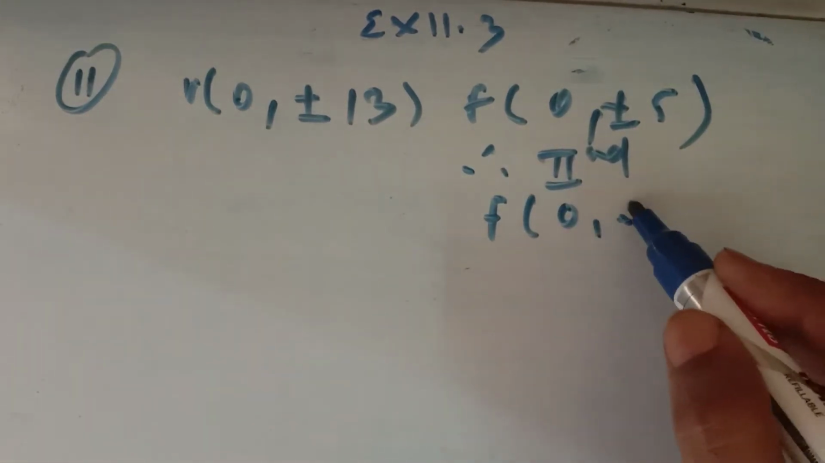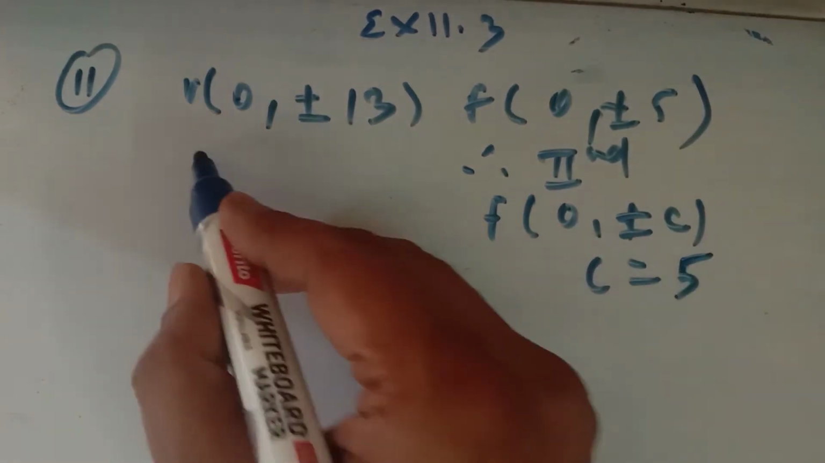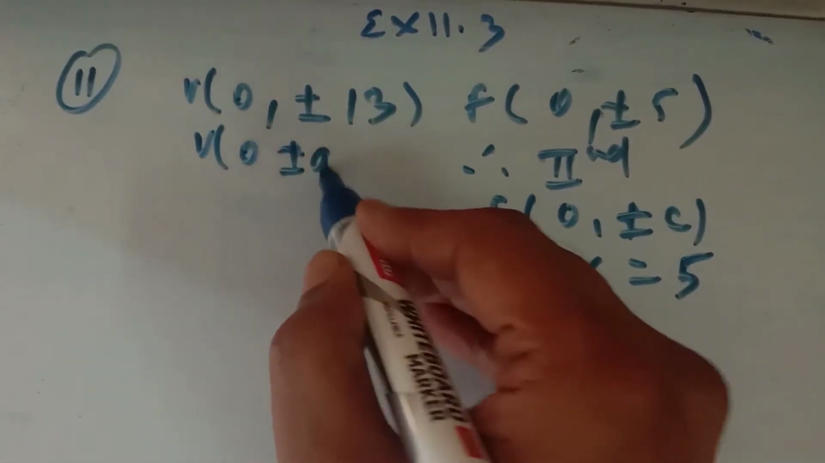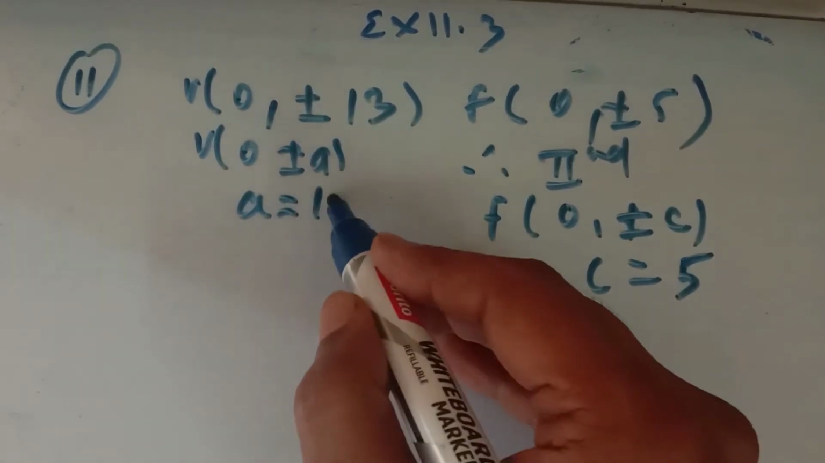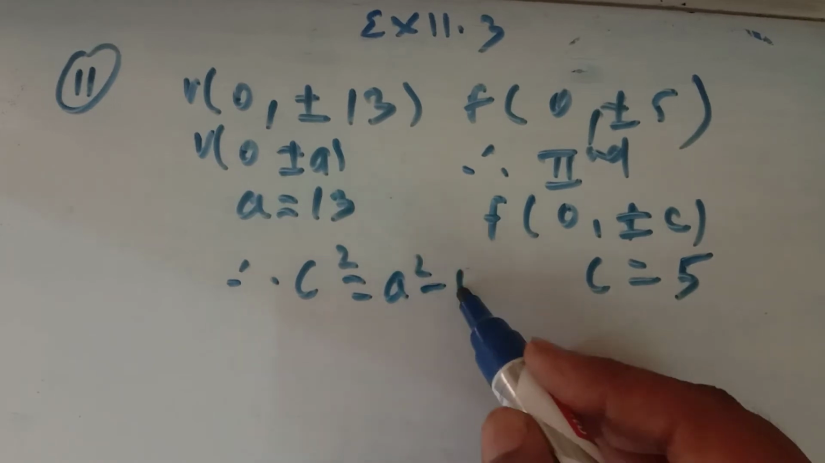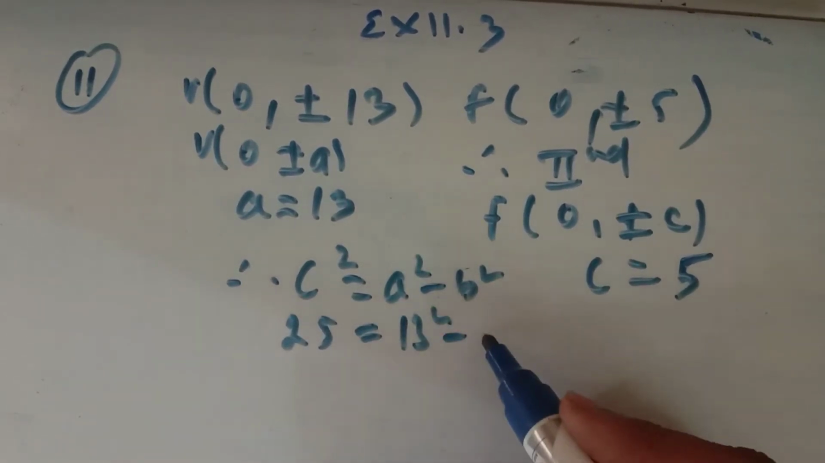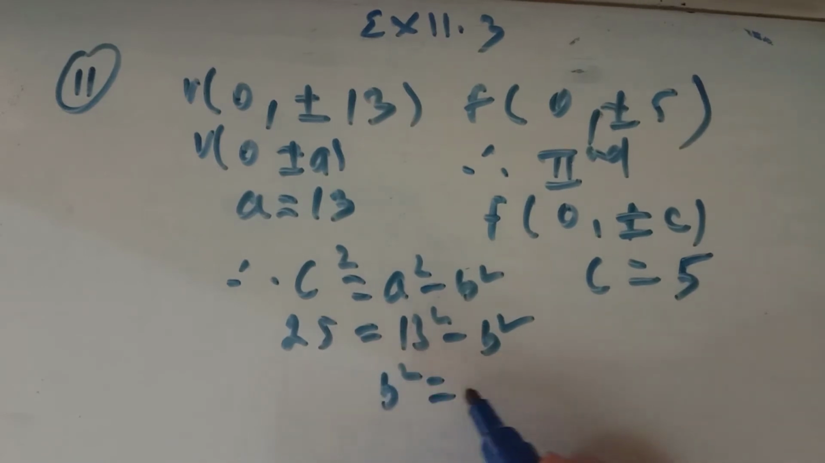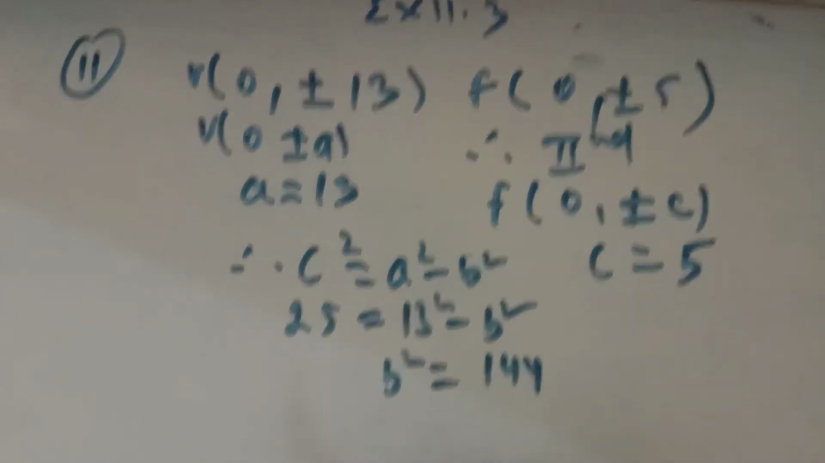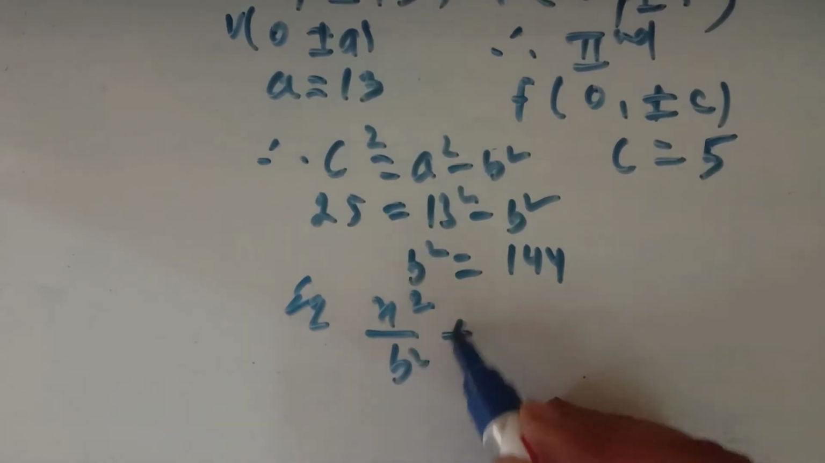That is, the focus will be 0 plus minus c. So the value of c is equal to how much? 5. And the vertex is 0 plus minus a, so the value of a is 13. So we can use the condition c square is equal to a square minus b square. You can find the value of b square as 144.